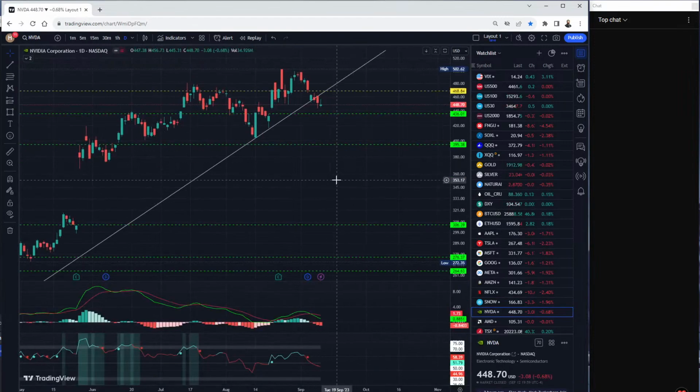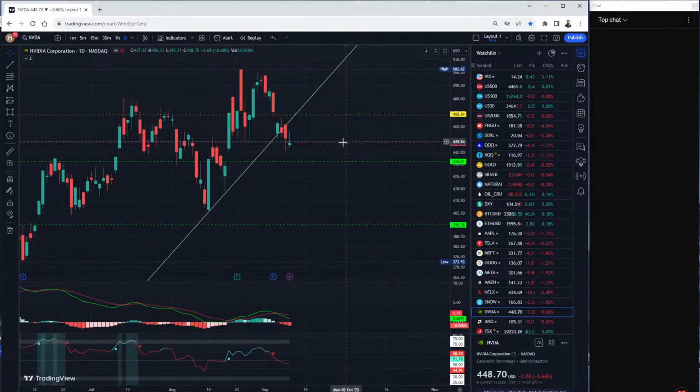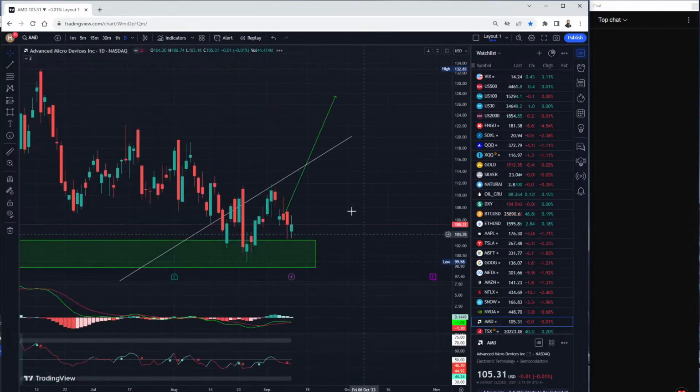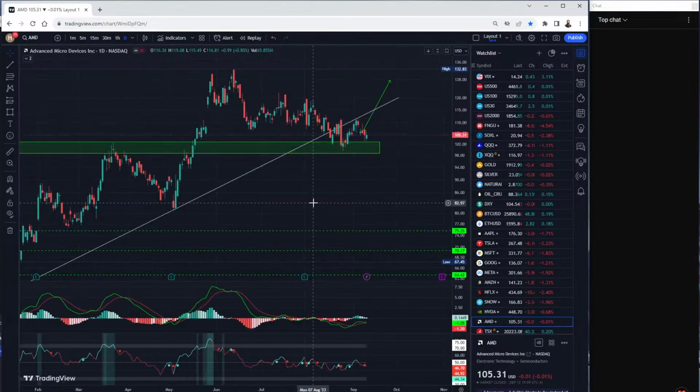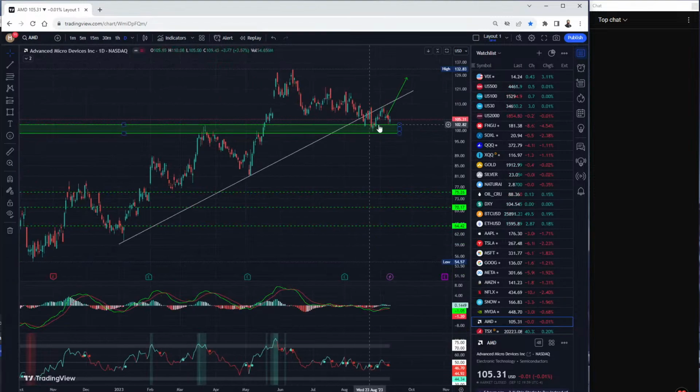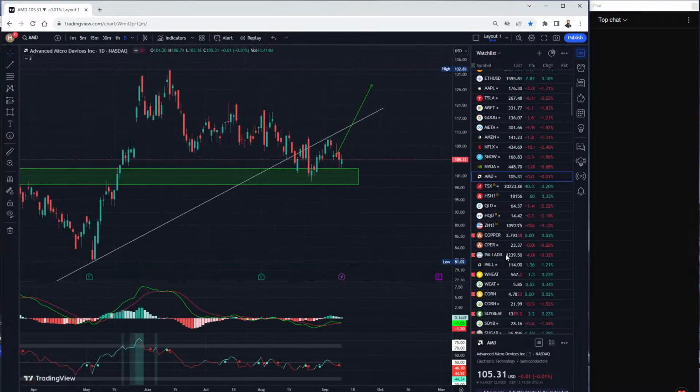Nvidia kind of flat below this trend line, but it could be just consolidating. Short-term chart is telling me that it's on support. Also this gap is here around 436. So maybe Nvidia will come down, fill this gap, and then bounce, because it's so close to that gap anyhow. And AMD also on very nice support here, and yeah, waiting for a breakout on AMD as well.